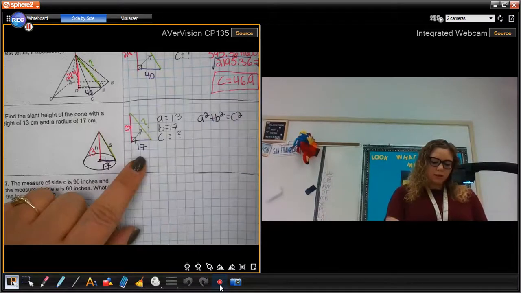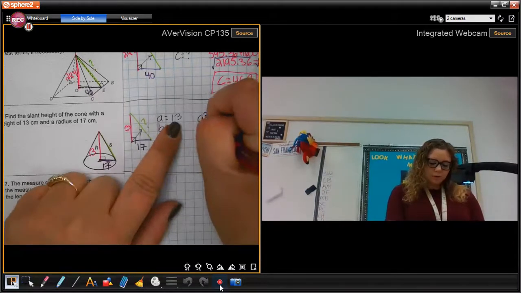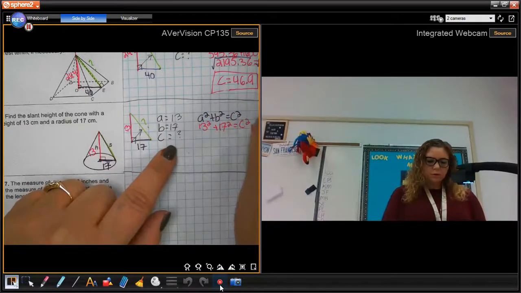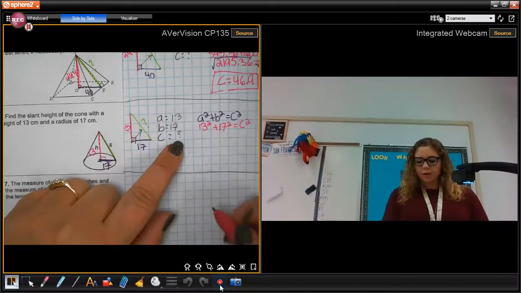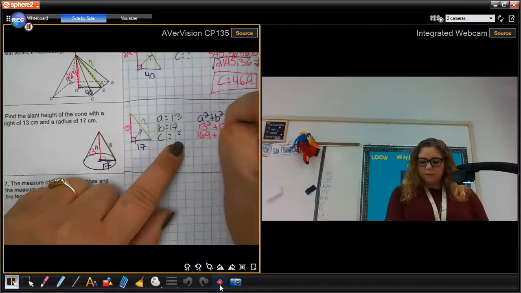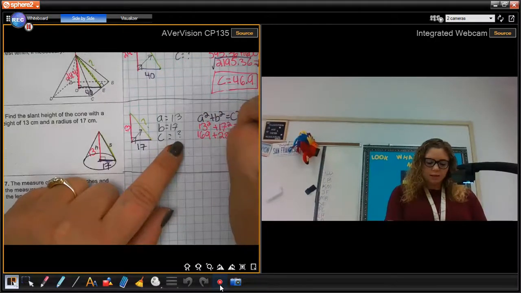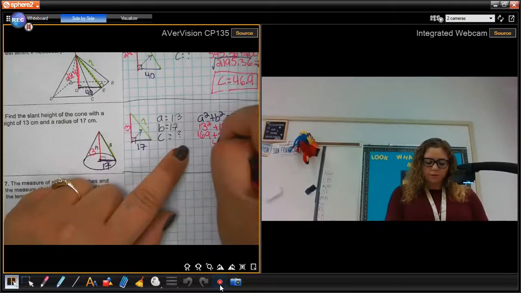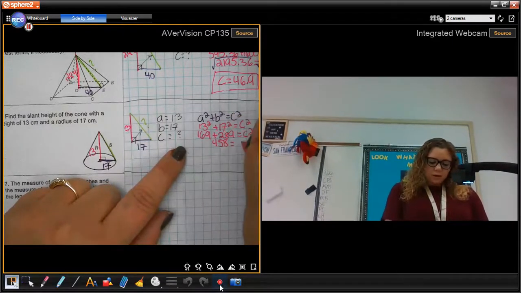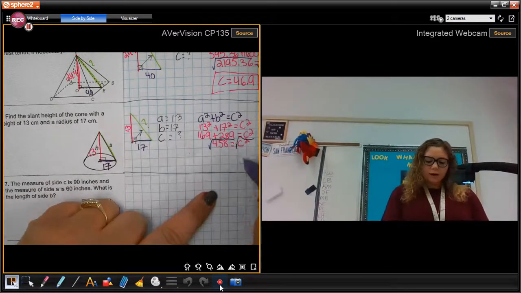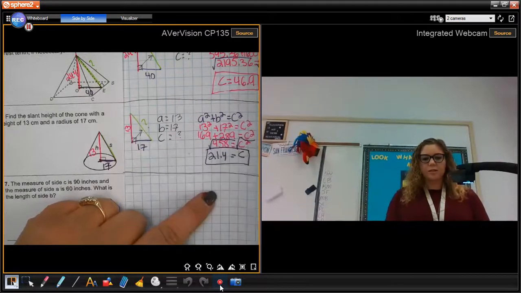Plug in my values. Don't forget that square. Okay, so you're going to square these. 13 squared is going to give you 169. 17 squared is going to give you 289. Equals c squared. You're going to add these two together and you get 458 equals c squared, and now you're going to take the square root of both sides, so you have c equals 21.4. Okay, and that is going to be my answer.